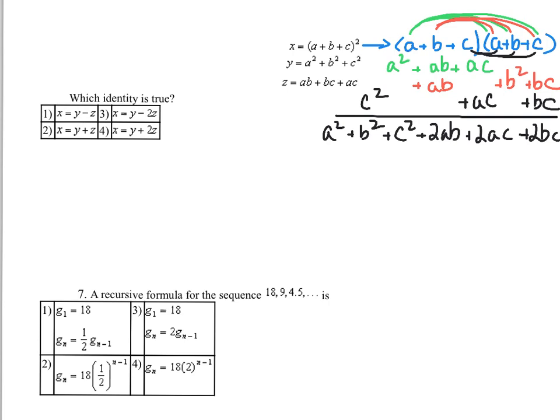Now, I want you to notice what we do have here. Notice, and let me just change colors, that what I have here in the beginning, that is equivalent to y. And then if you look at this second part right here, that's almost equivalent to z if that z was multiplied by 2. So then you can see that that answer would be choice 4.